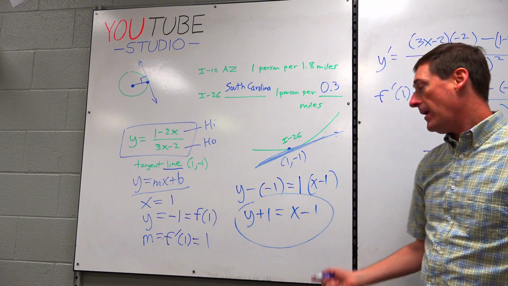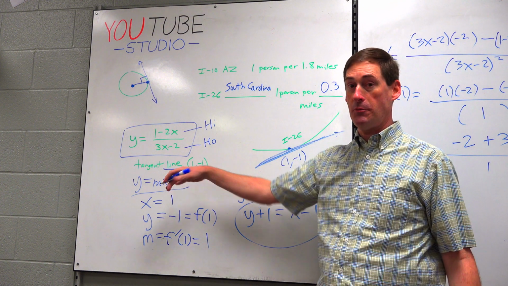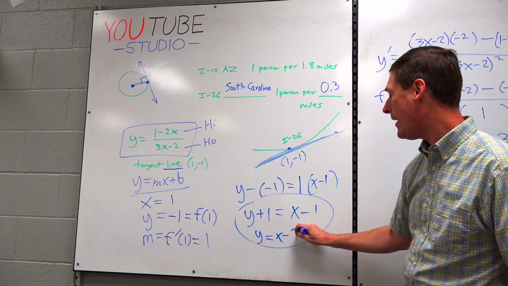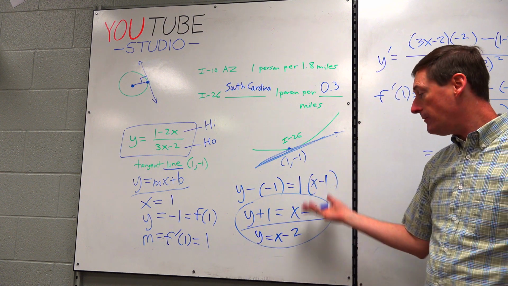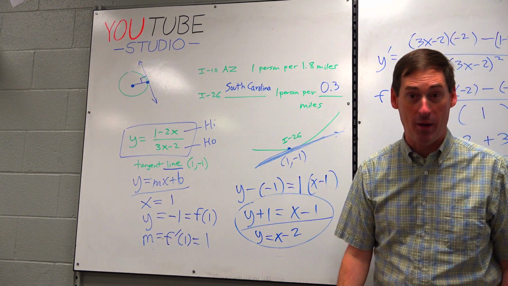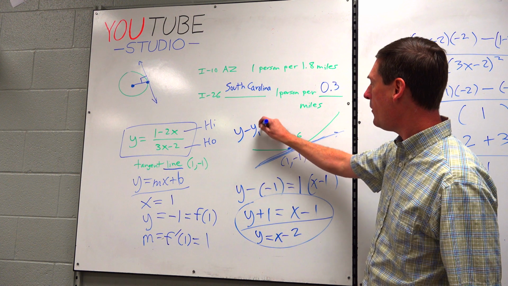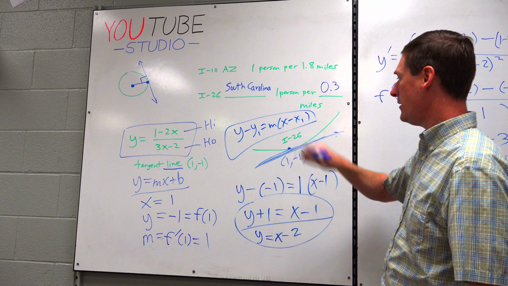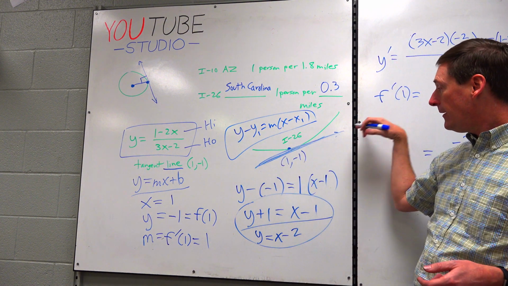That's it. If you want to subtract 1 from both sides, you can put it into y equals mx plus b form. So if you subtract 1 from both sides, it would be y equals x minus 2. I would take that as well. There's not necessarily an advantage. Either one of those is fine. Okay? So you can solve for y or not solve for y. But if you want to write this in your notes, if you need this, y minus y1 equals m times x minus x1. That's what we're using, the old point slope. And that's how easy it is to write the equation of a tangent line.